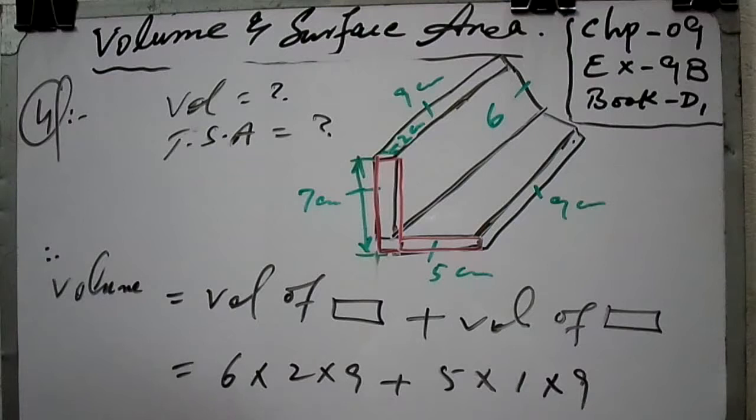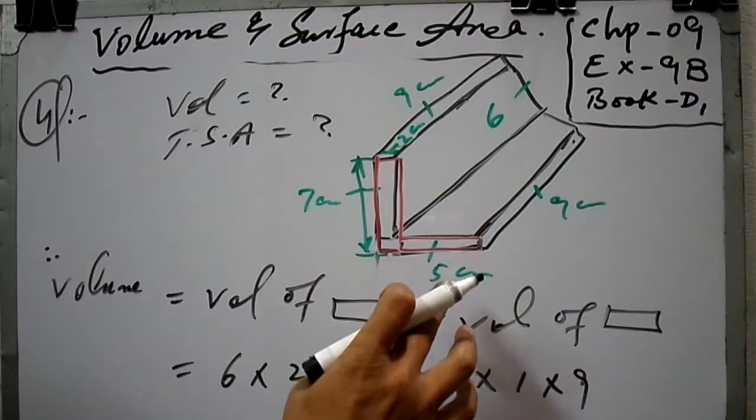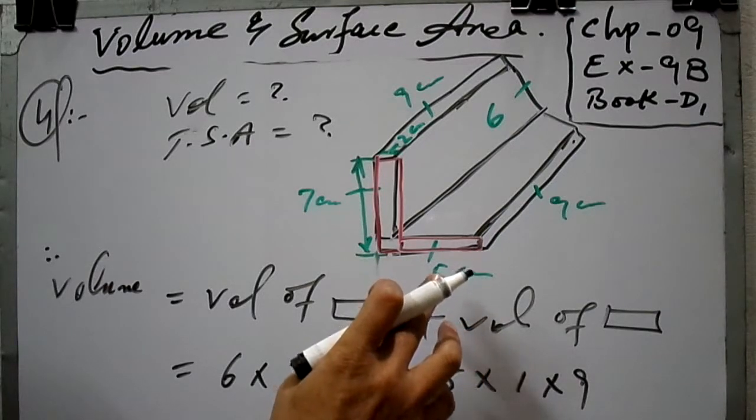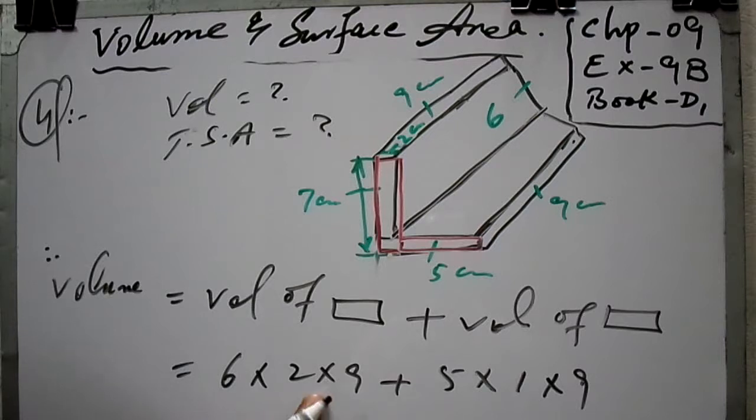9 is your length, okay, and in both cases the height is this one, 5. How can you get this 5? Because it is given to you. So 6 into 2 into 9, okay, and the second one is 5 into 1 into 9. The question is this: how can we get 1?